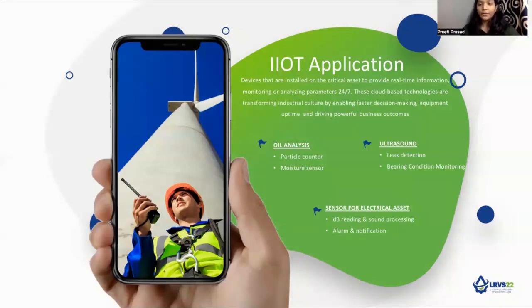And airborne technologies for electrical assets detect issues like corona tracking or mechanical looseness. If any deviations happen, the system will generate information in terms of dB readings or sound processing, and alarms and notifications will be generated. So the whole objective of this IIoT is to keep you connected with your system, know what is happening at the site or machine, and keep you always updated with the parameters.